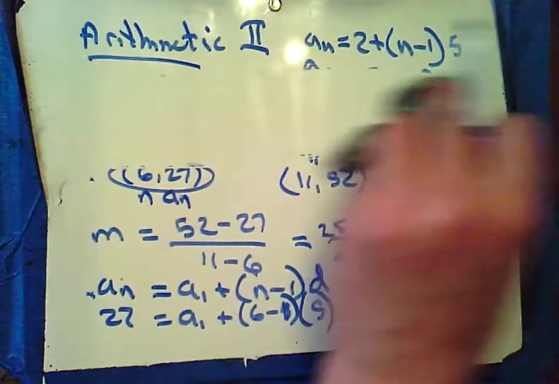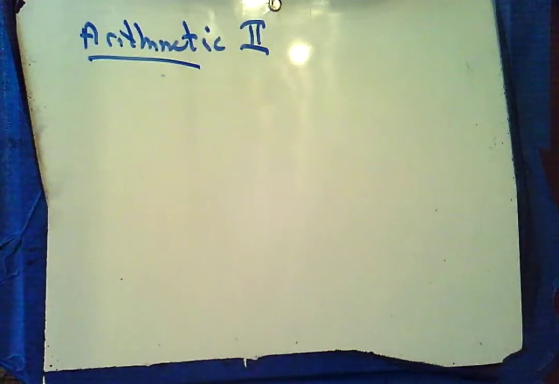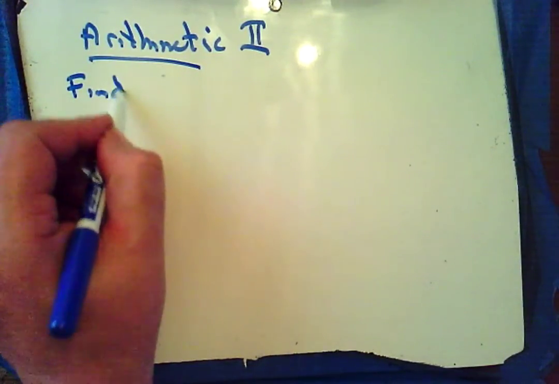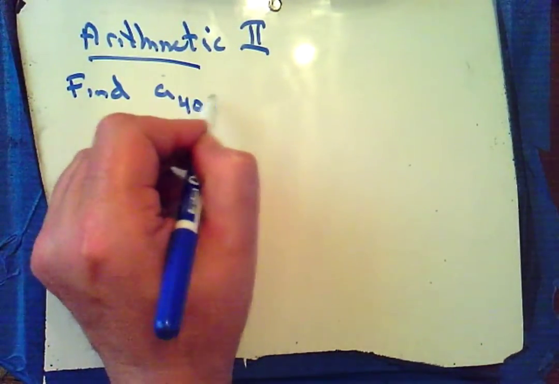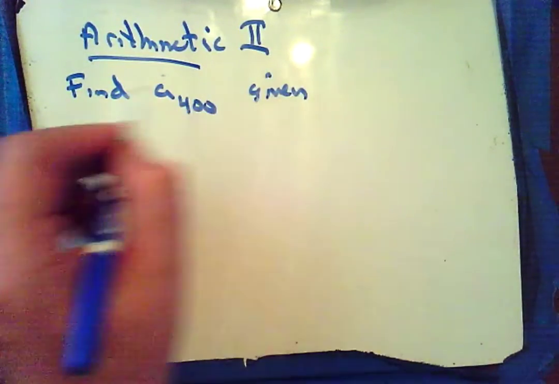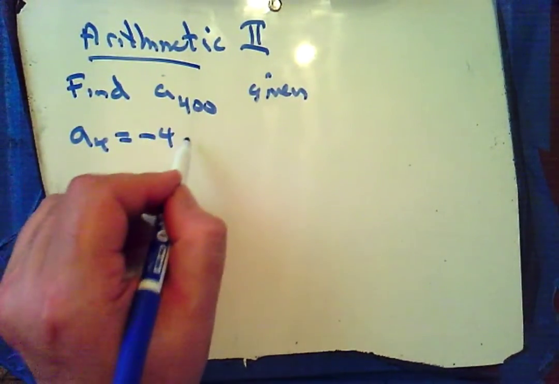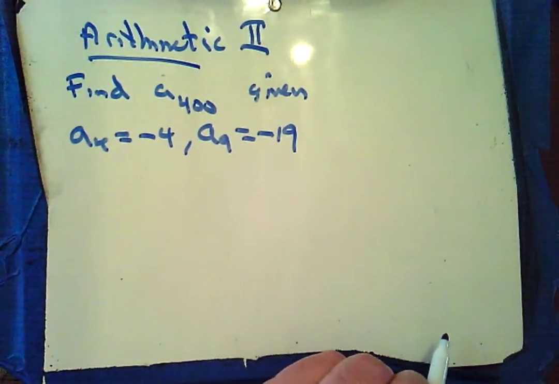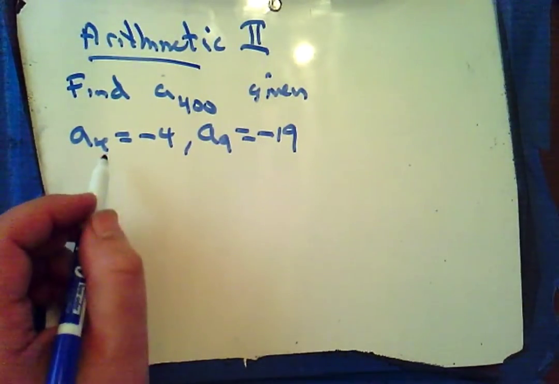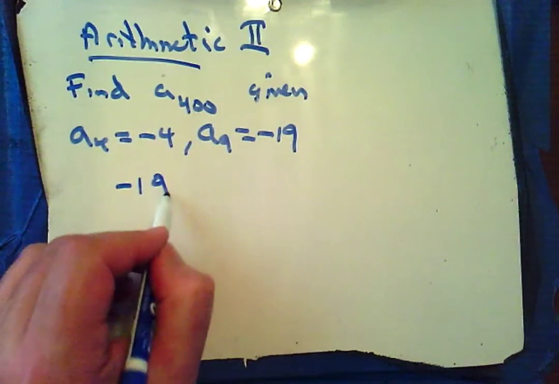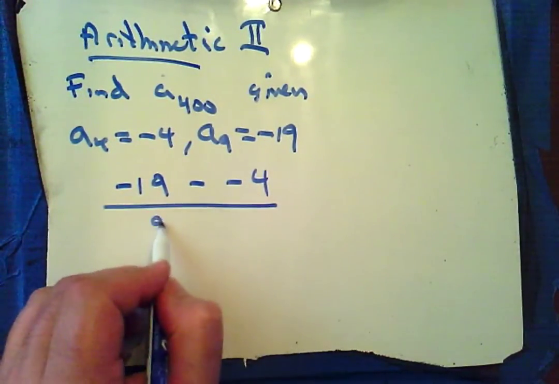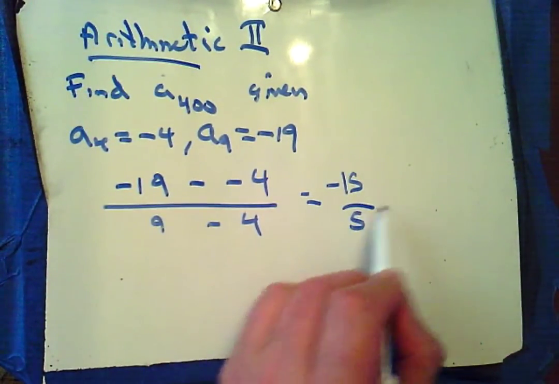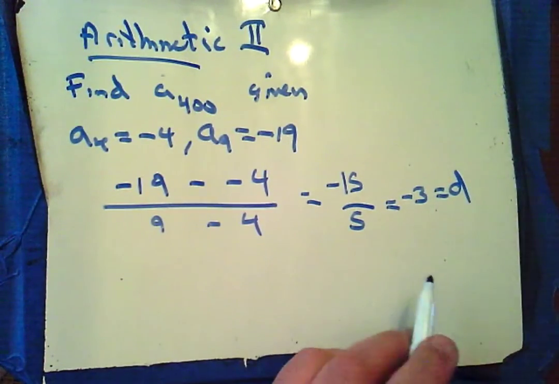Let's do one more of those, just to get you warmed up. Find a sub 400 given a sub 4 equals negative 4 and a sub 9 equals negative 19. Again, I don't have a sub 1 or d, but that doesn't stop me from saying negative 19 minus negative 4 over 9 minus 4. So I get negative 15 over 5, or negative 3 for my d value.